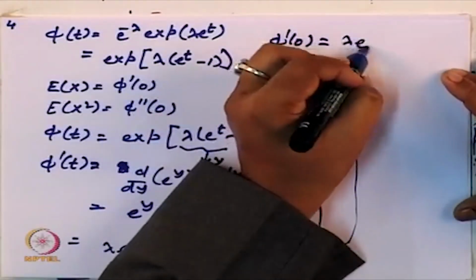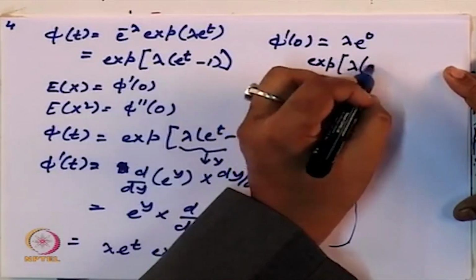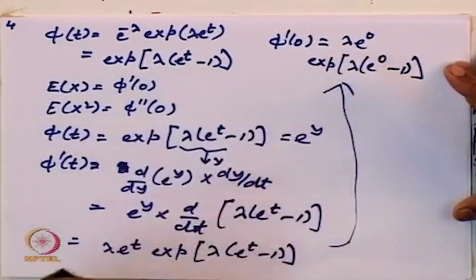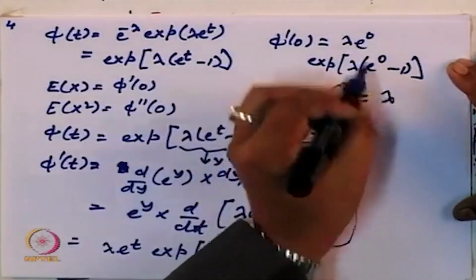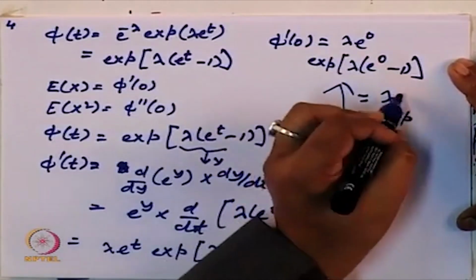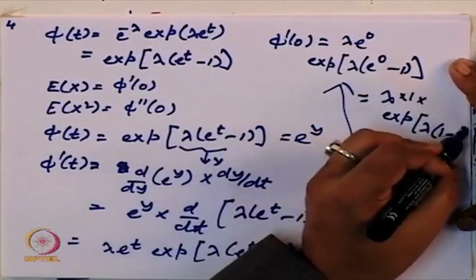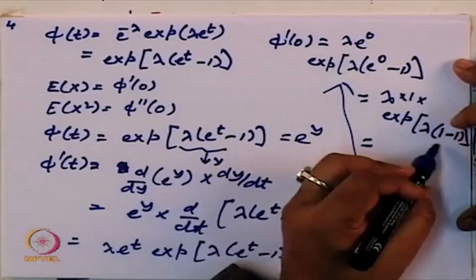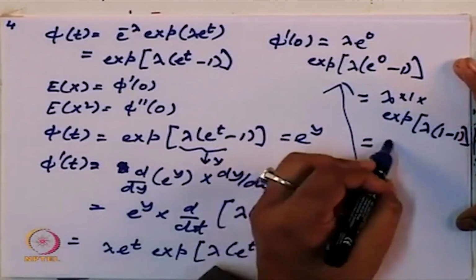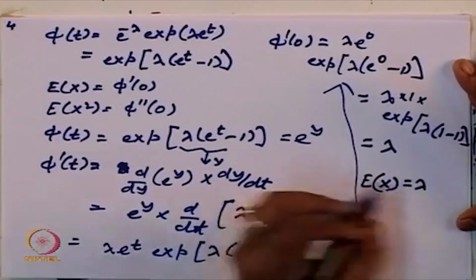Okay. So, let me write it down. Lambda e to the power 0 into exponential lambda e to the power 0 minus 1. So, lambda e to the power 0 is lambda into 1, and exponential lambda into 1 minus 1, which is e to the power 0, is 1. So, this gives me the value of lambda. So, I can write E of x is equal to lambda.